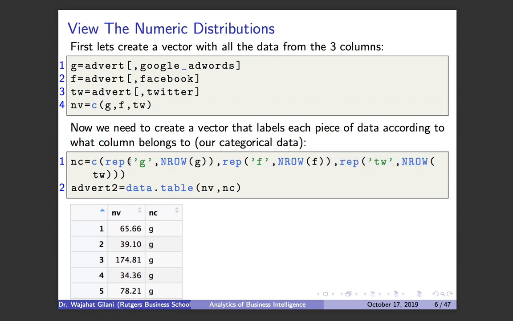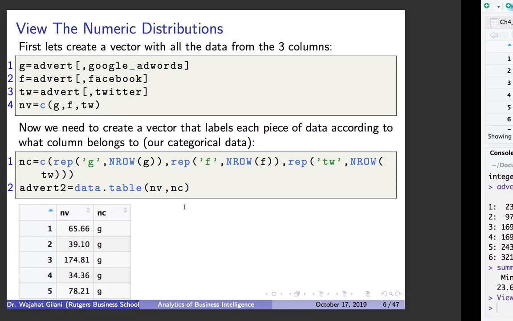How am I doing this? We're going to repeat G, nrow G times. What does nrow do again? To a vector, it gives you the size of the vector. To a table, it gives you the number of rows in a table. G is a vector from up here. So this is going to be repeating G however many times there are values in the G vector. Same thing with the F, same thing with the TW. So now I'm going to have my NC and my NV from here. I make a whole new data table, and if you were to view the first couple of rows, this is what you would see.